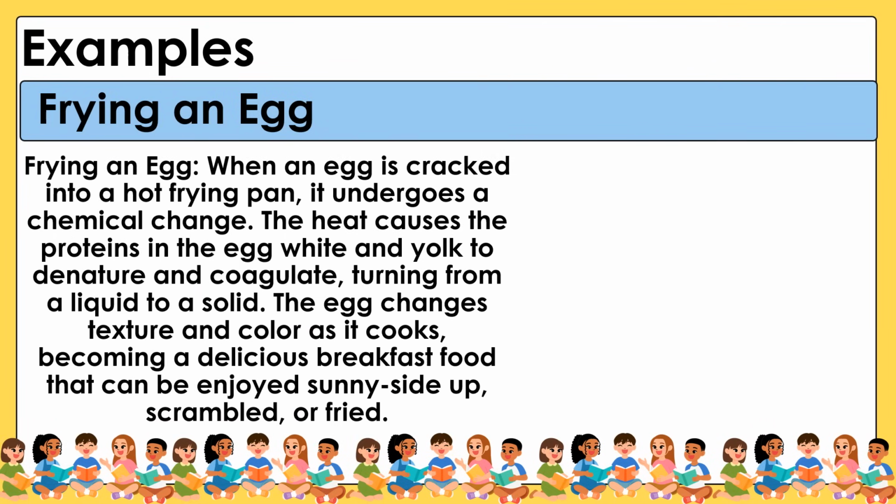Frying an egg. When an egg is cracked into a hot frying pan, it undergoes a chemical change. The heat causes the proteins in the egg white and yolk to denature and coagulate, turning from a liquid to a solid. The egg changes texture and color as it cooks, becoming a delicious breakfast food that can be enjoyed sunny side up, scrambled, or fried.